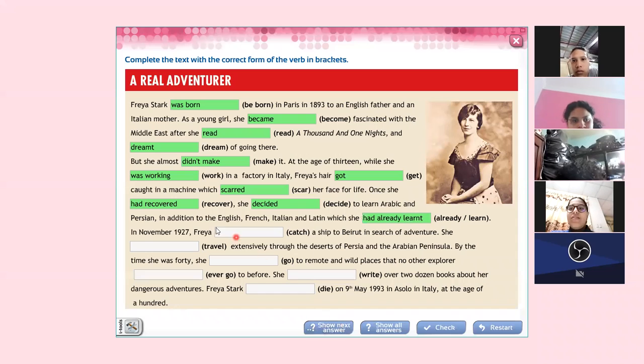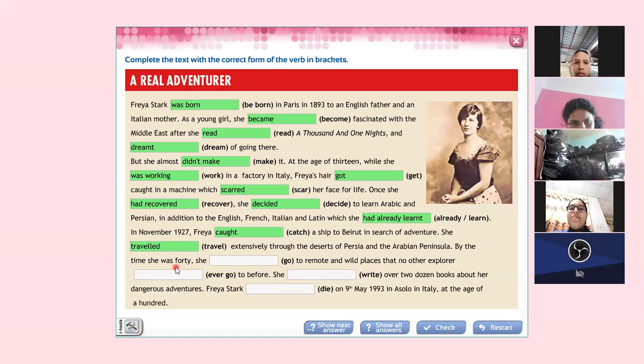In November 1927, Freya Stark achieved her dream of adventure. She traveled, sailing through the desert of Persia and the Arabian Peninsula.